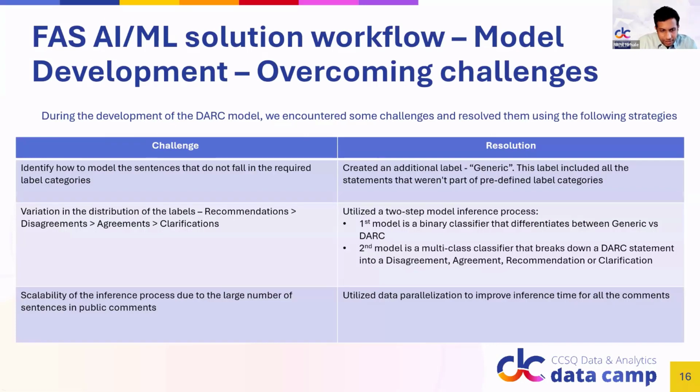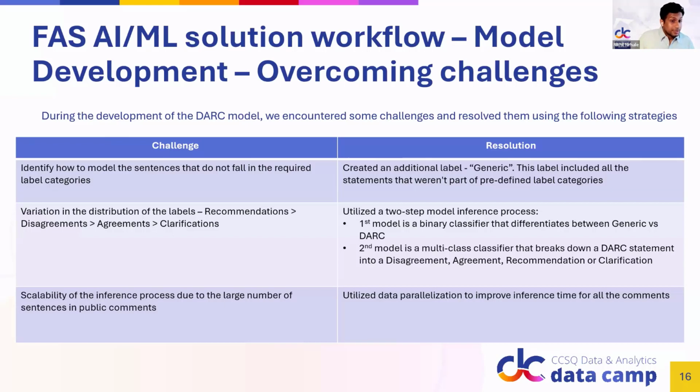So there were a couple of challenges that we saw during the model development phase. We wanted to identify how sentences that do not fall in the required label categories will be handled. And that's where we came up with the idea of assigning all those general statements a generic label. So it created a fifth additional label in our training data set. Since you are conducting your inference at a sentence level, when you come across a generic statement, you would want it to be labeled as generic in nature, right? So that's where the additional label helps you out in your model inference process.